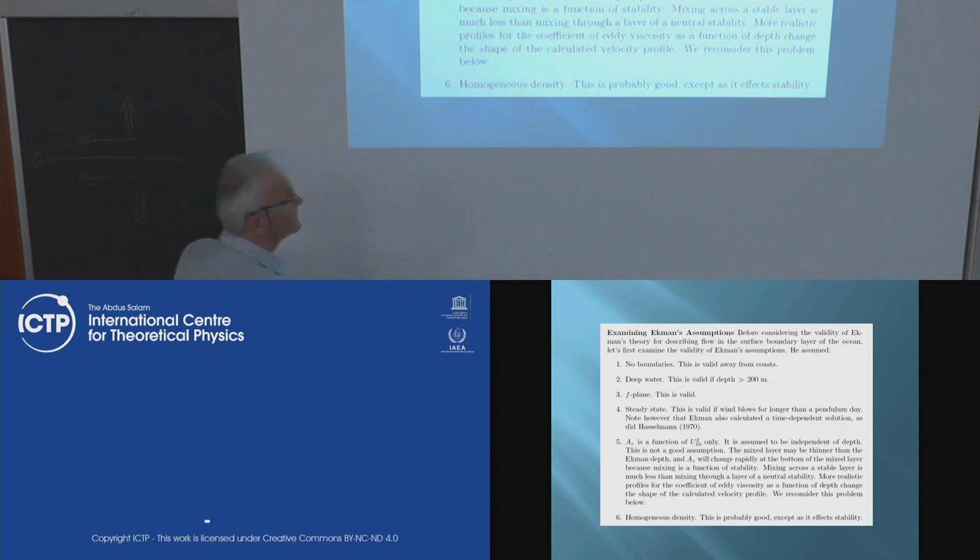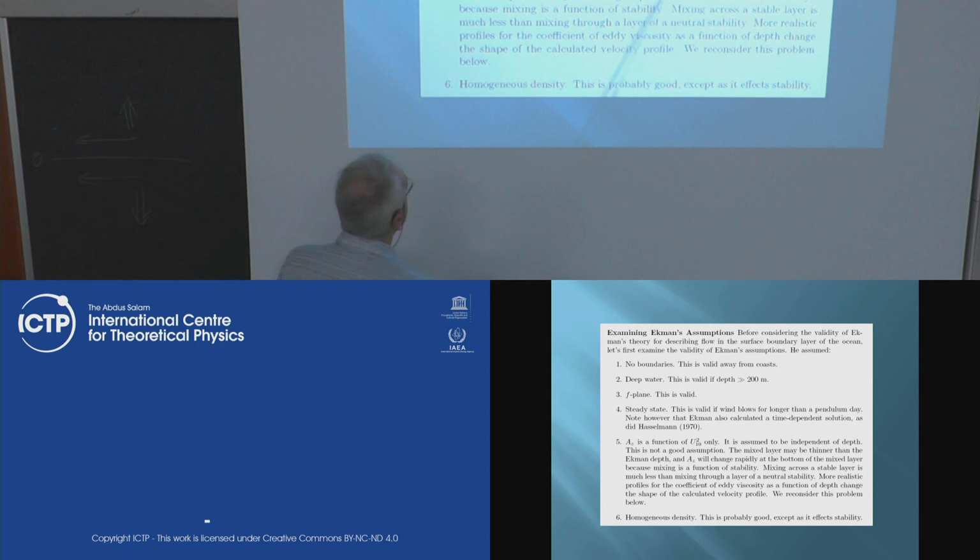But Ekman also calculated the time-dependent solution. Then, the fifth assumption is that A zeta is a function of U10 squared only. It is assumed to be independent of that. This is not a good assumption.